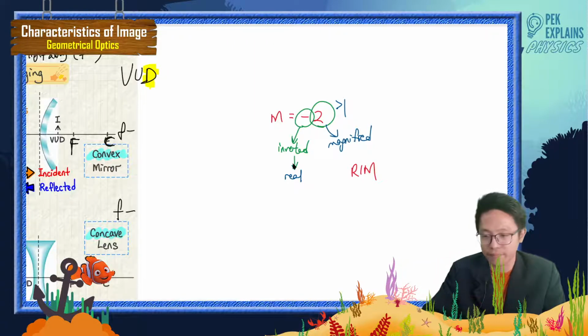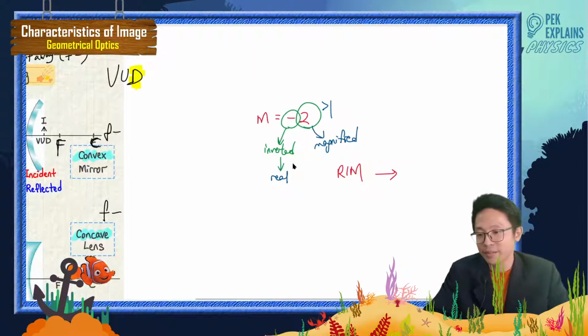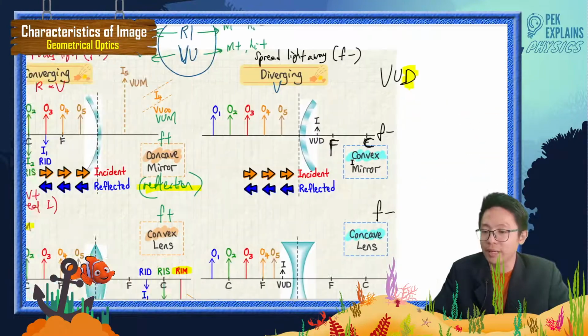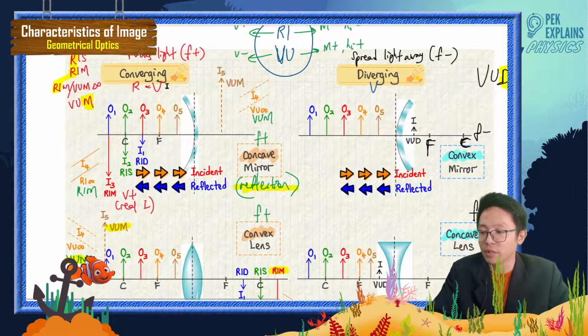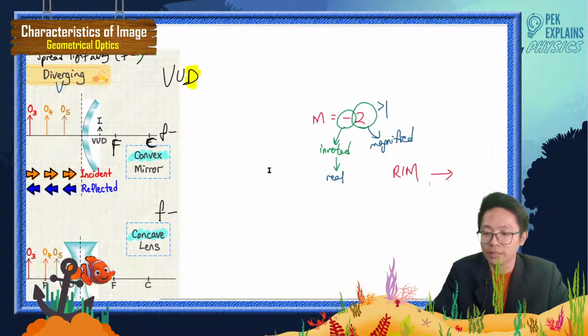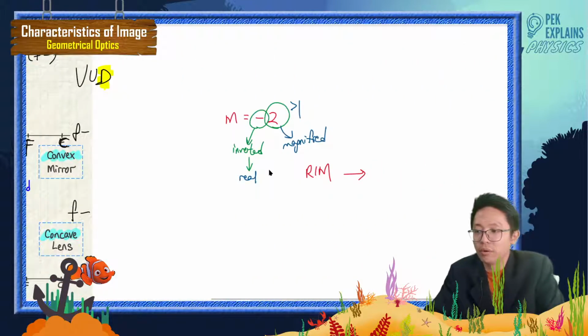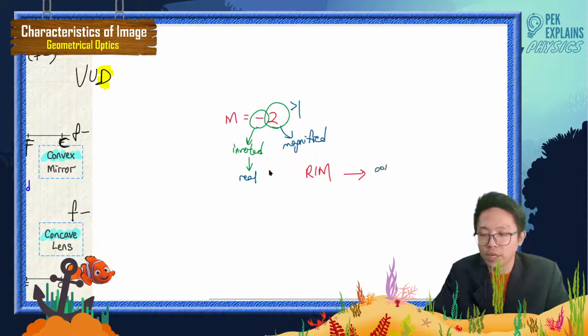What type of mirror can form a real inverted magnified image? Of course, the converging one. Converging one can form real inverted magnified, which is the concave mirror. Converging because it can focus light. So only the concave mirror can form this one.